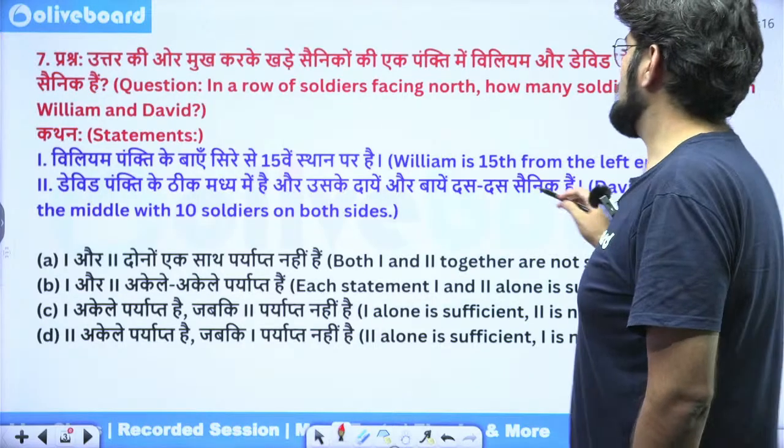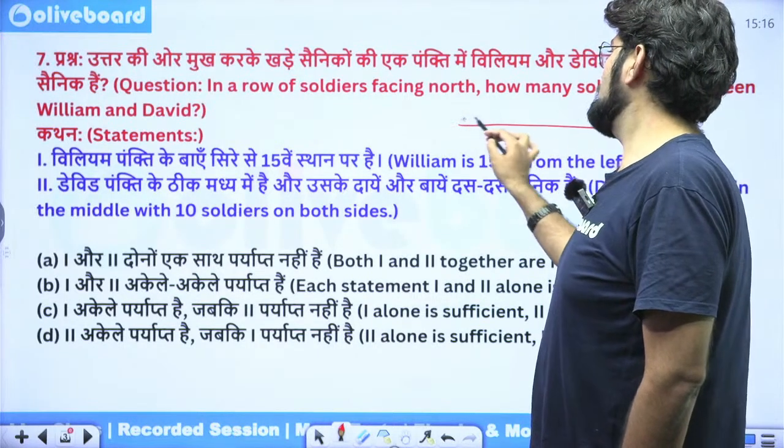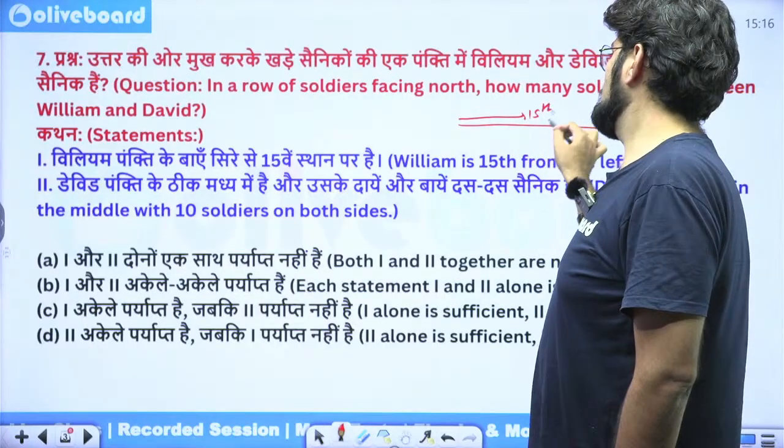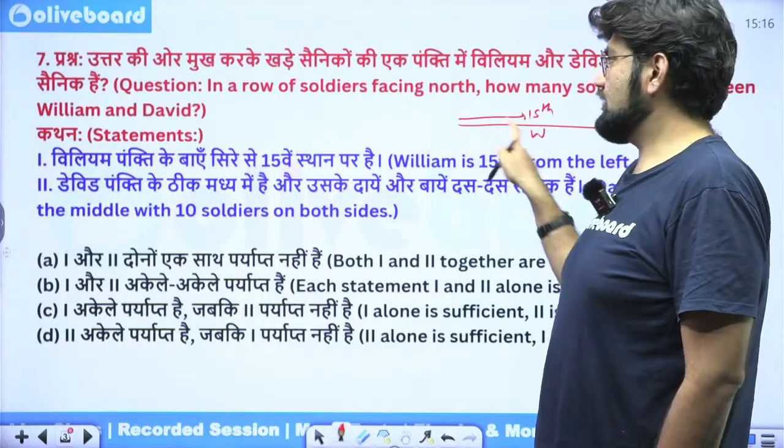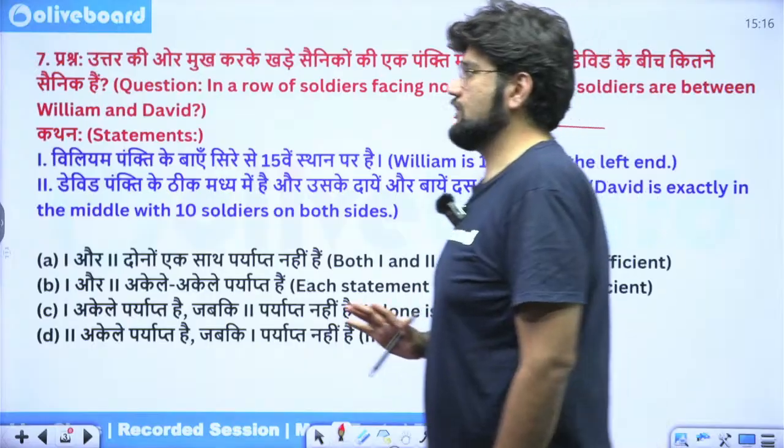William is 15th from the left end. Does that help you? If William is 15th from the left end, that does not help me at all. Even if I don't draw this, it is very clear for me that this is not helpful.